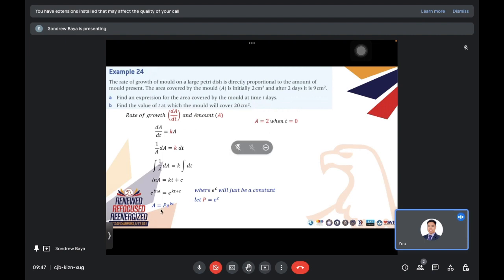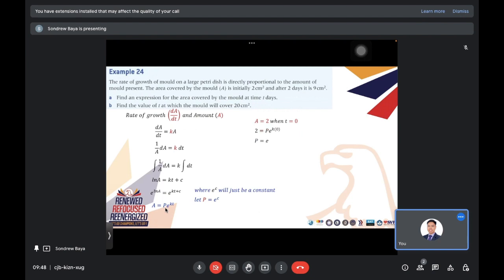Now, for us to find a value of P, we must eliminate this particular variable k, because if there are two variables, it's difficult to find the value of the other. If you look at the given, we are given that initially the amount is 2 centimeters squared. Therefore, we can say that when t is 0, A is 2. Okay, that's our first value then. So we can now substitute A with 2 and t with 0, and by doing this, the entire exponent becomes 0, leaving us with P.